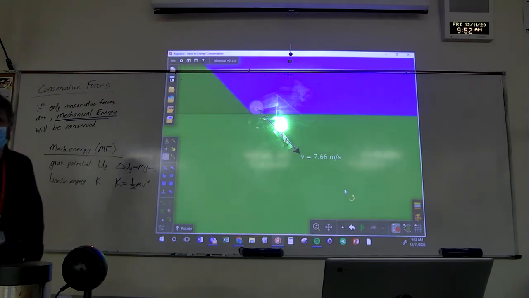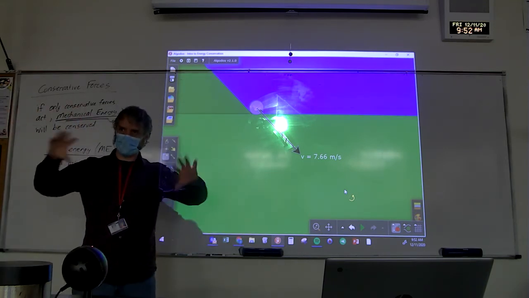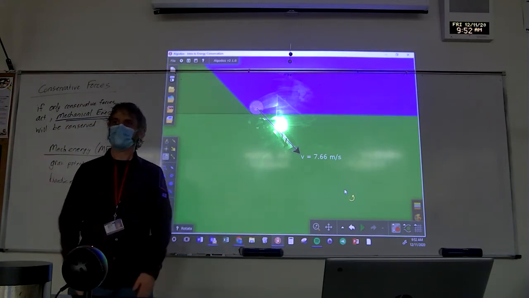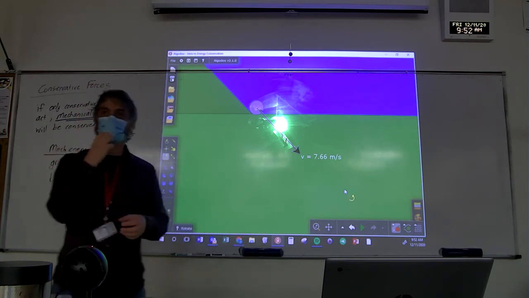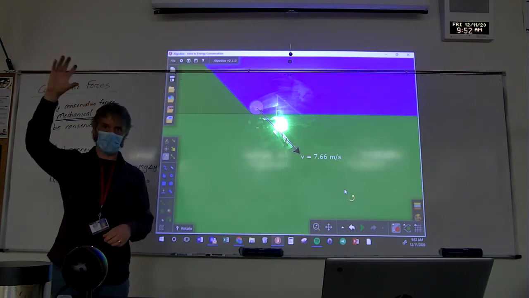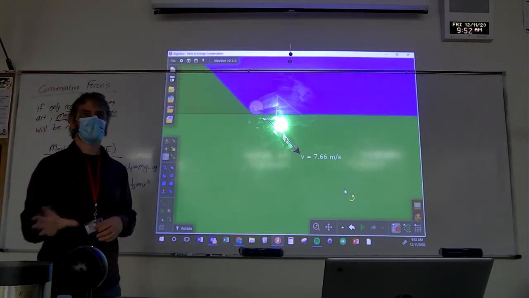7.6, limitations of the program, but 7.66 meters per second. Same speed. So without friction, the path that objects take near the surface of any planetary body, usually the Earth, all that matters when it comes to determining how much work is done on them as they fall by the gravitational force is the initial height and the final height. So the initial vertical position and the final vertical position.